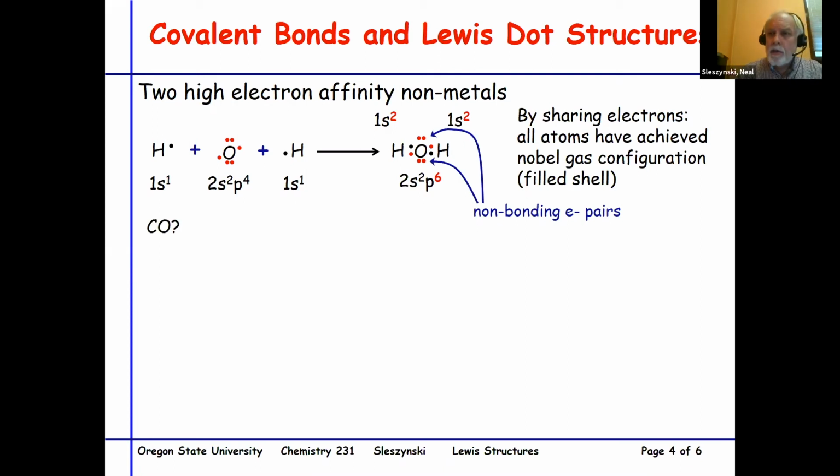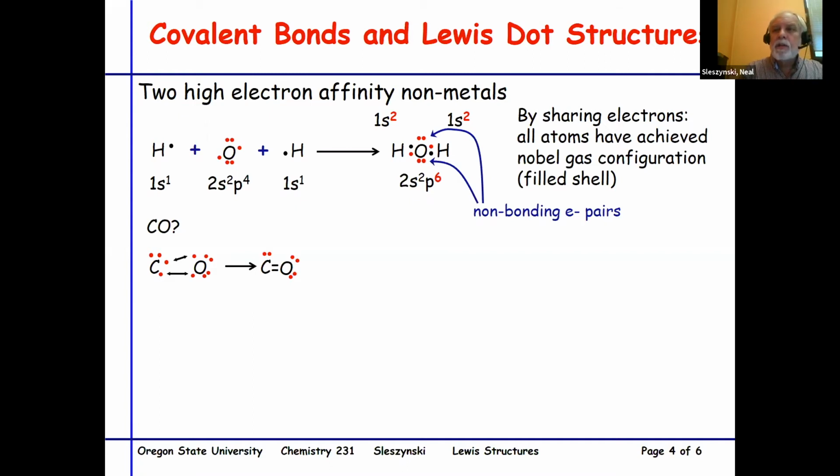Well, let's consider another simple molecule, carbon monoxide. We would show our valence electrons starting out for our Lewis structures looking like this. And you can see that oxygen would share 2 electrons to complete its octet.